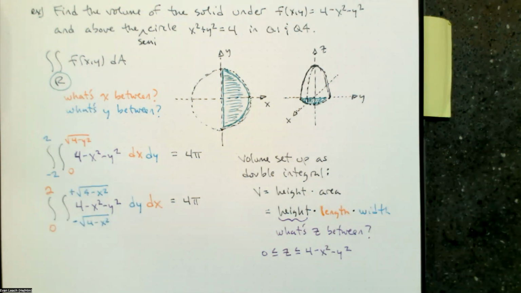Any questions? We want to see that all we're doing is saying what's x between, what's y between, what's z between. If all of these things are constant, we just call it that distance. If the length is always between 0 and 2, we just say the length is 2. And if it's a rectangular box, if we say the width is always between -2 and 2, we just say the width is 4, that distance, because it's always the same.